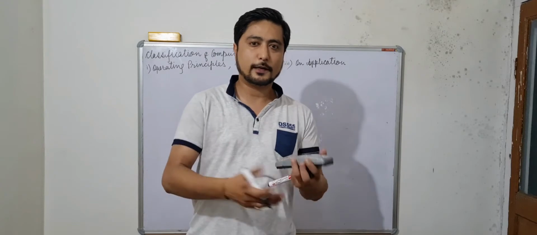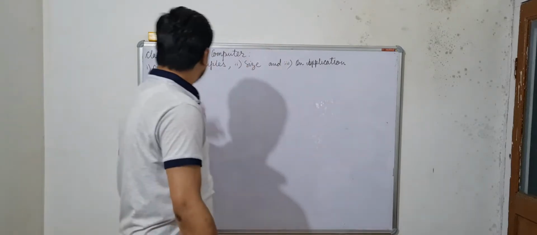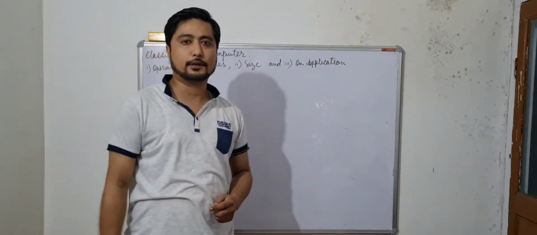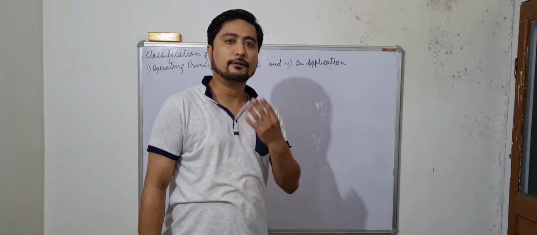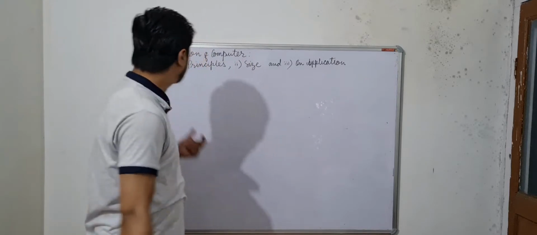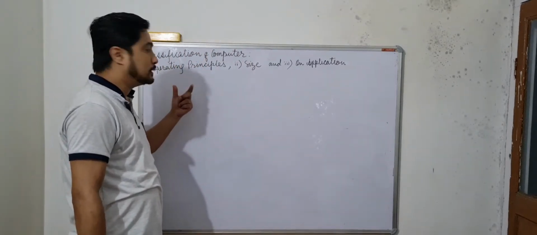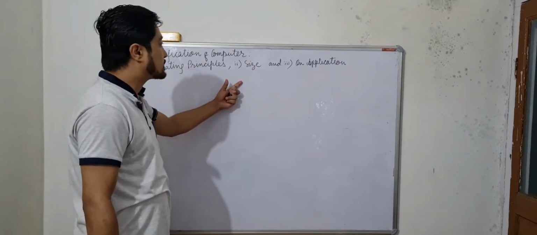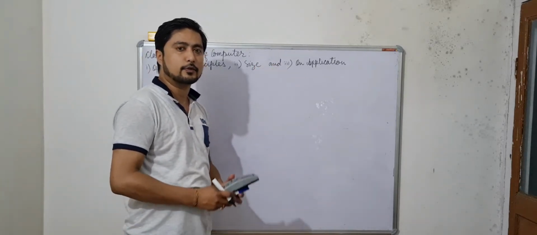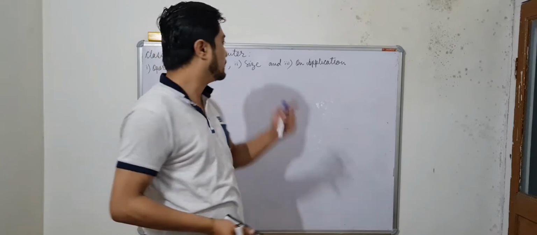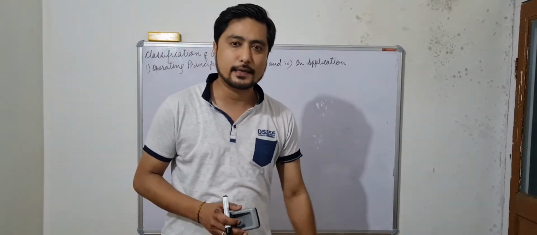So today we will see the classification of computers, and computers can be classified on the basis of three categories. Number one is operating principle, number two is based on the size, and number three is based on application. So let us start with the very first one, the operating principle.